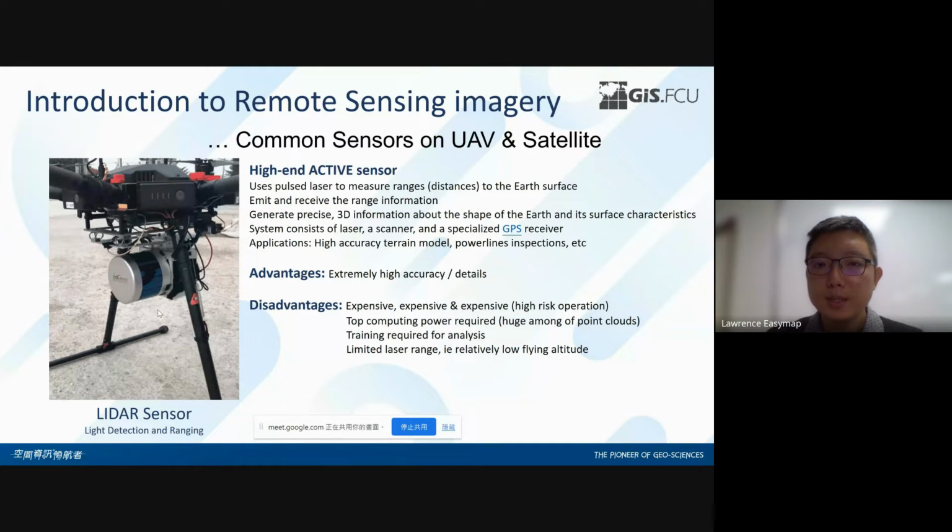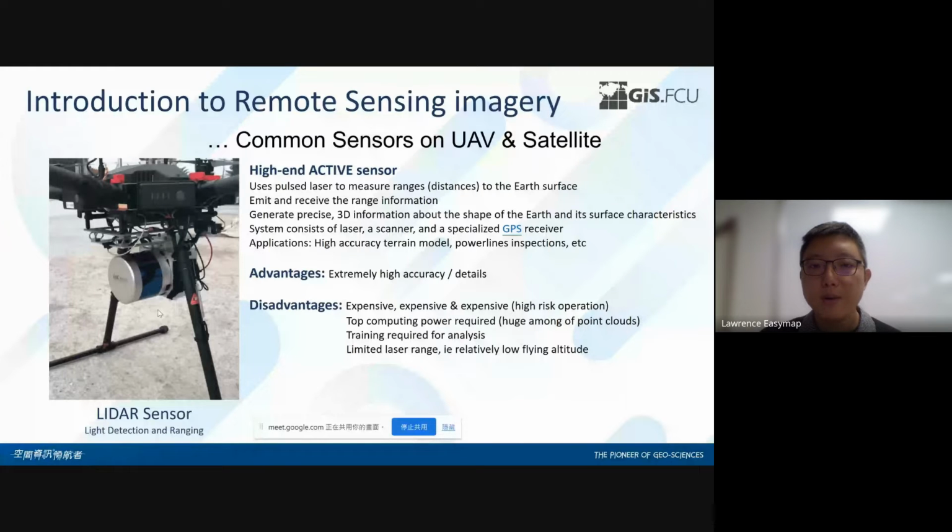It uses a pulse laser to measure the range from the sensor to the object itself. So it can receive the range information. For each laser beam received from the object, it is a dot. We call it here the point cloud. So the sensor itself can generate very precise 3D information about the shape of any object, and of course the Earth's surface, and also some characteristics. The system consists of a laser emitter, a scanner, and also a specialized GPS receiver.